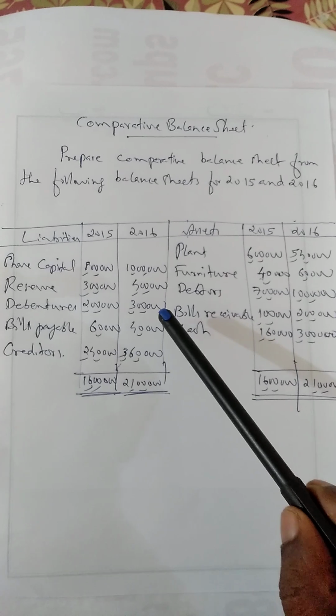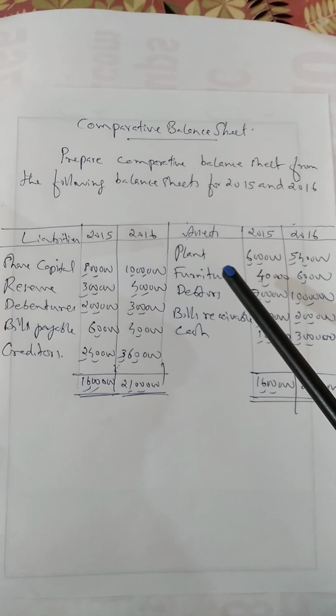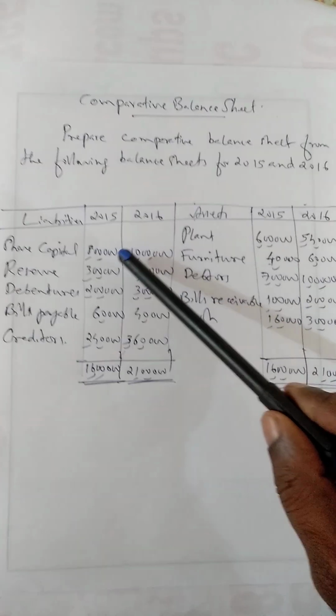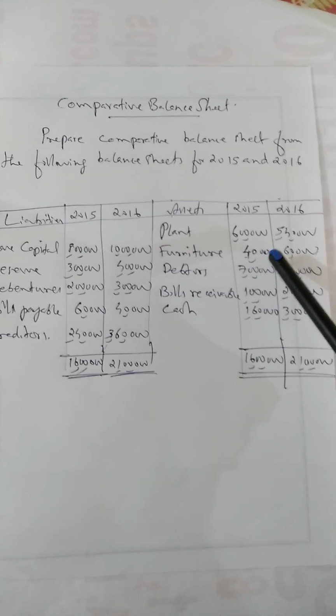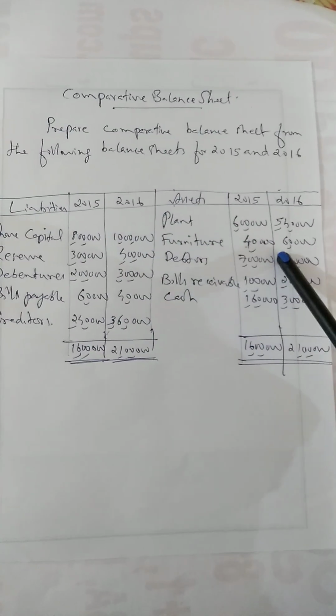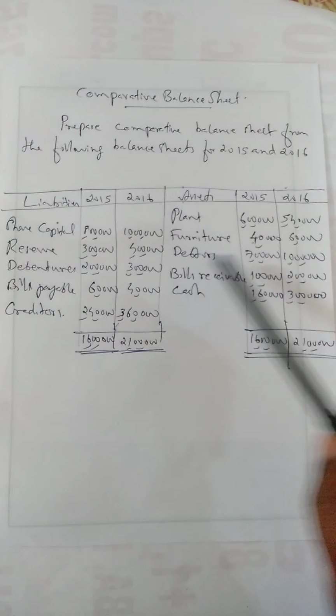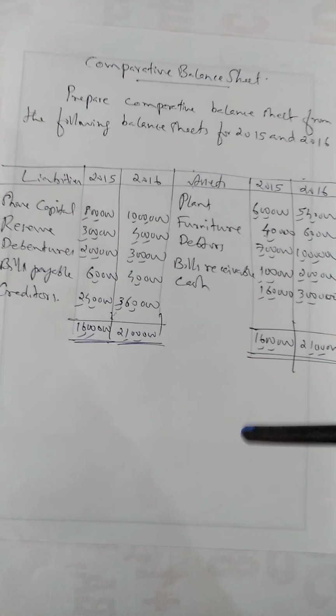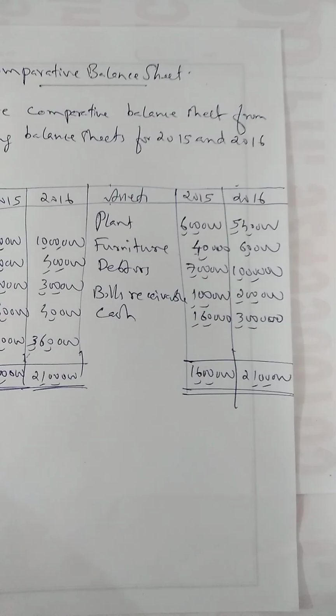So a combined balance sheet for 2015 and 16 is given in this question. Combined balance sheet means two amount columns are there on both the liability and asset sides. Two amount columns are there. And the informations are here. Just look into the asset side.